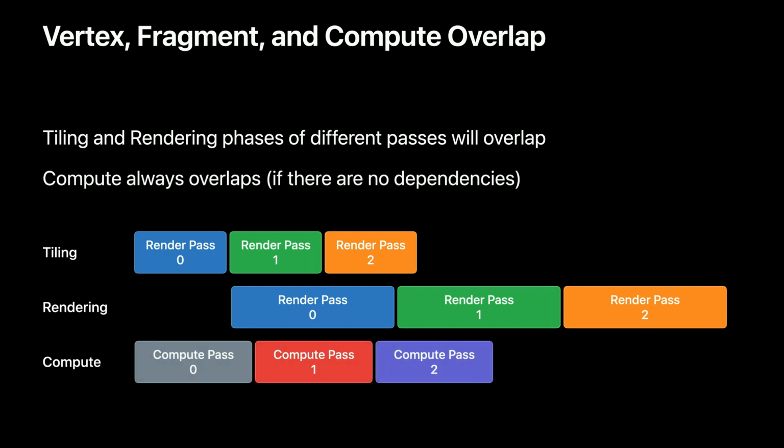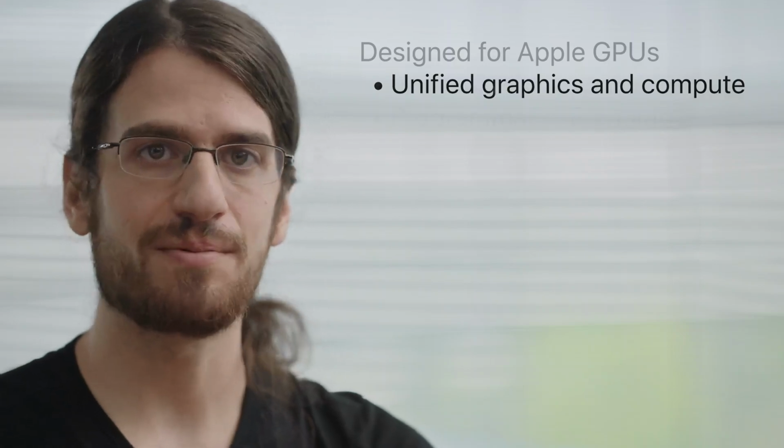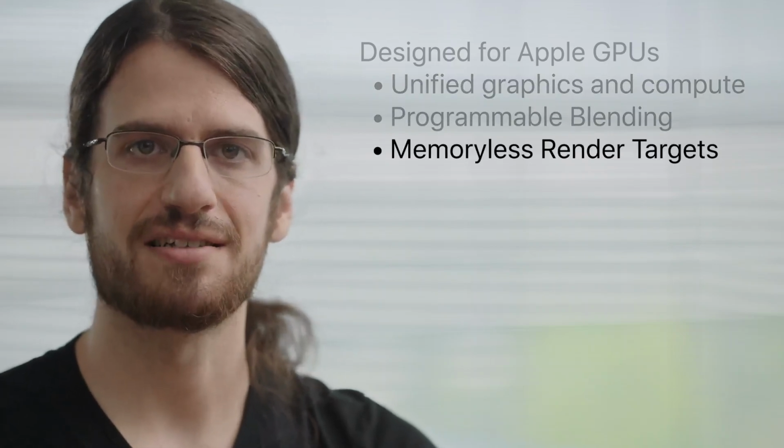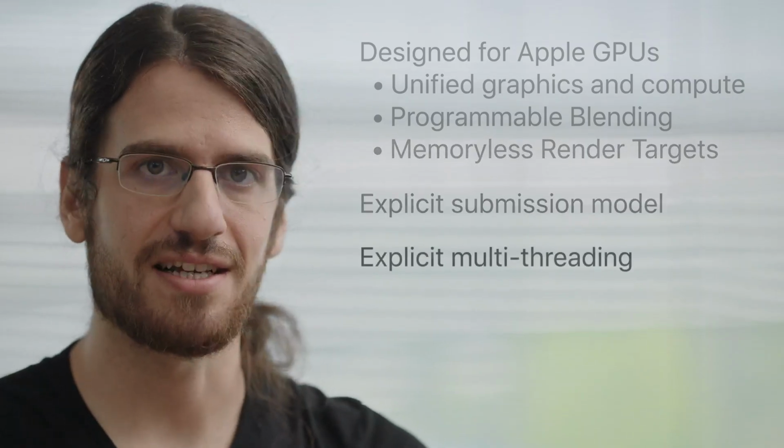As you can see, Apple TBDR GPUs are great, and thanks to Metal, it's very easy to leverage the architecture. Apple designed Metal to enable rapid innovations in GPU architecture, and in turn, the Apple GPU architecture has informed the design of Metal. Metal is designed for Apple GPUs. It exposes a unified graphics and compute architecture, as well as TBDR features such as programmable blending and memory-less render targets. It also exposes an explicit submission model and explicit multi-threading.